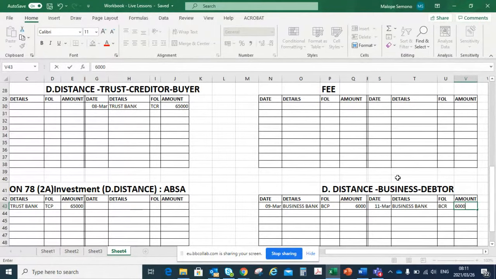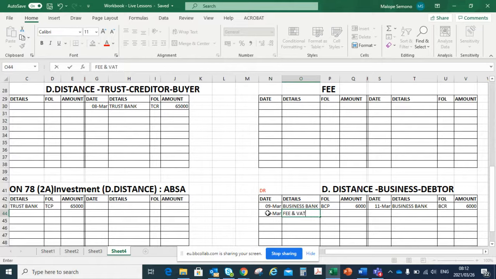How will I show that I charged him a fee? Obviously, I must come to the debit side. Remember, the debit side is where the asset increases. To show that I charged a fee, I must come to the debit side. Remember, it was also on the 11th. I must charge a fee. Remember, they said that fee is including VAT. So I'm going to write fee and VAT.